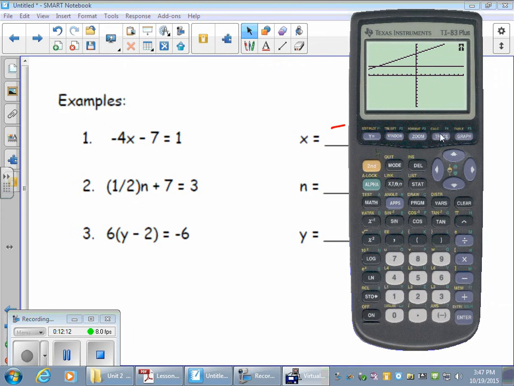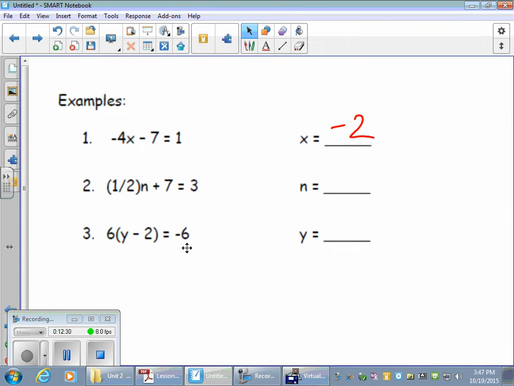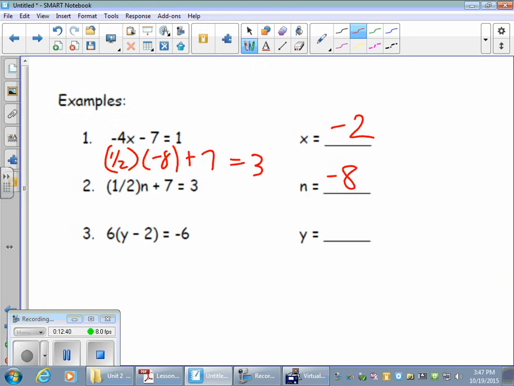Let's go to second calc. Please tell me where they intersect. And there's my turtle. She's on the first one. She's on the second one, and I want her to guess. And negative 8, 3. So my x value here, or n value, if you look at the equation, is negative 8. So that tells me that if I were to do 1/2 times negative 8 and then add 7, I should get 3. 1/2 of negative 8 is negative 4, and negative 4 plus 7 is 3, so we are correct.